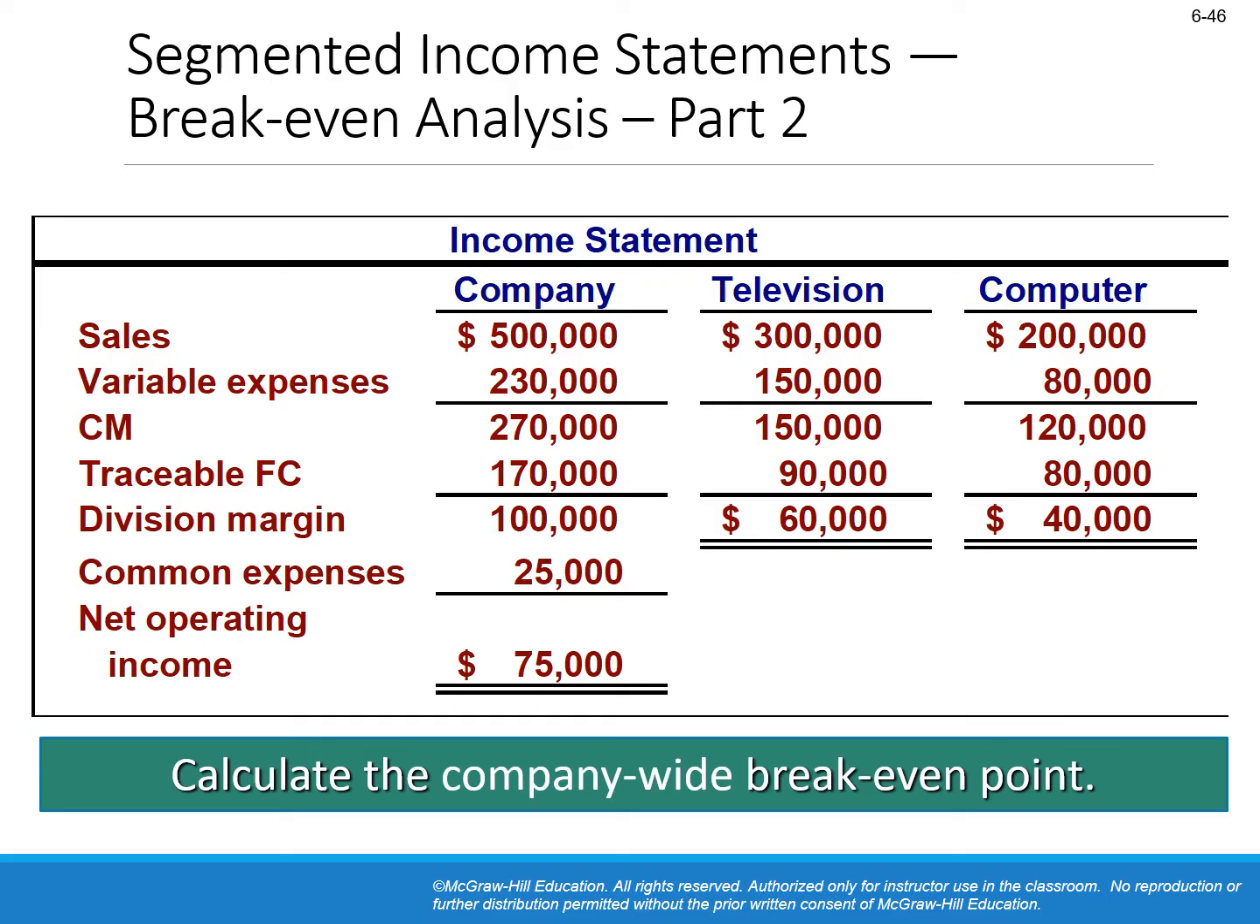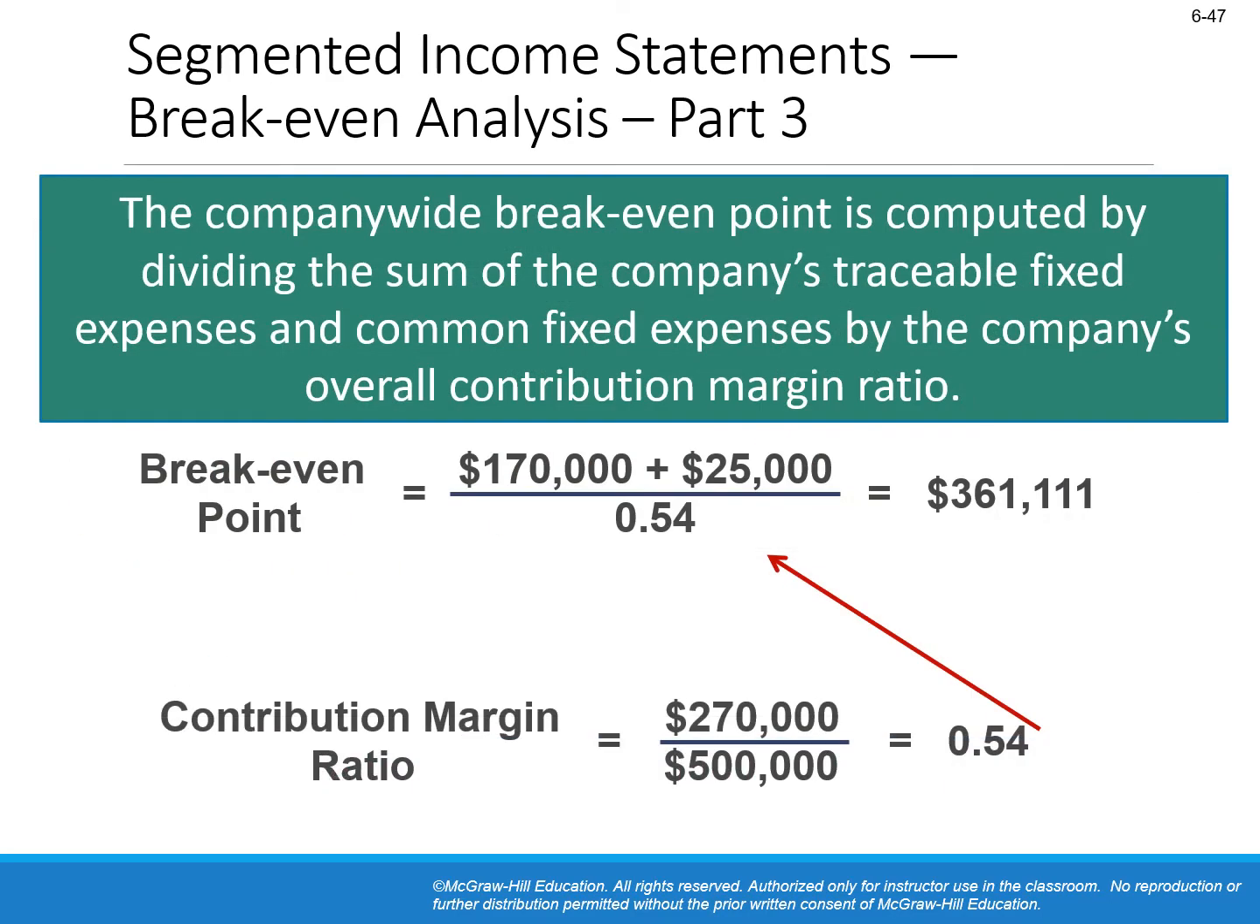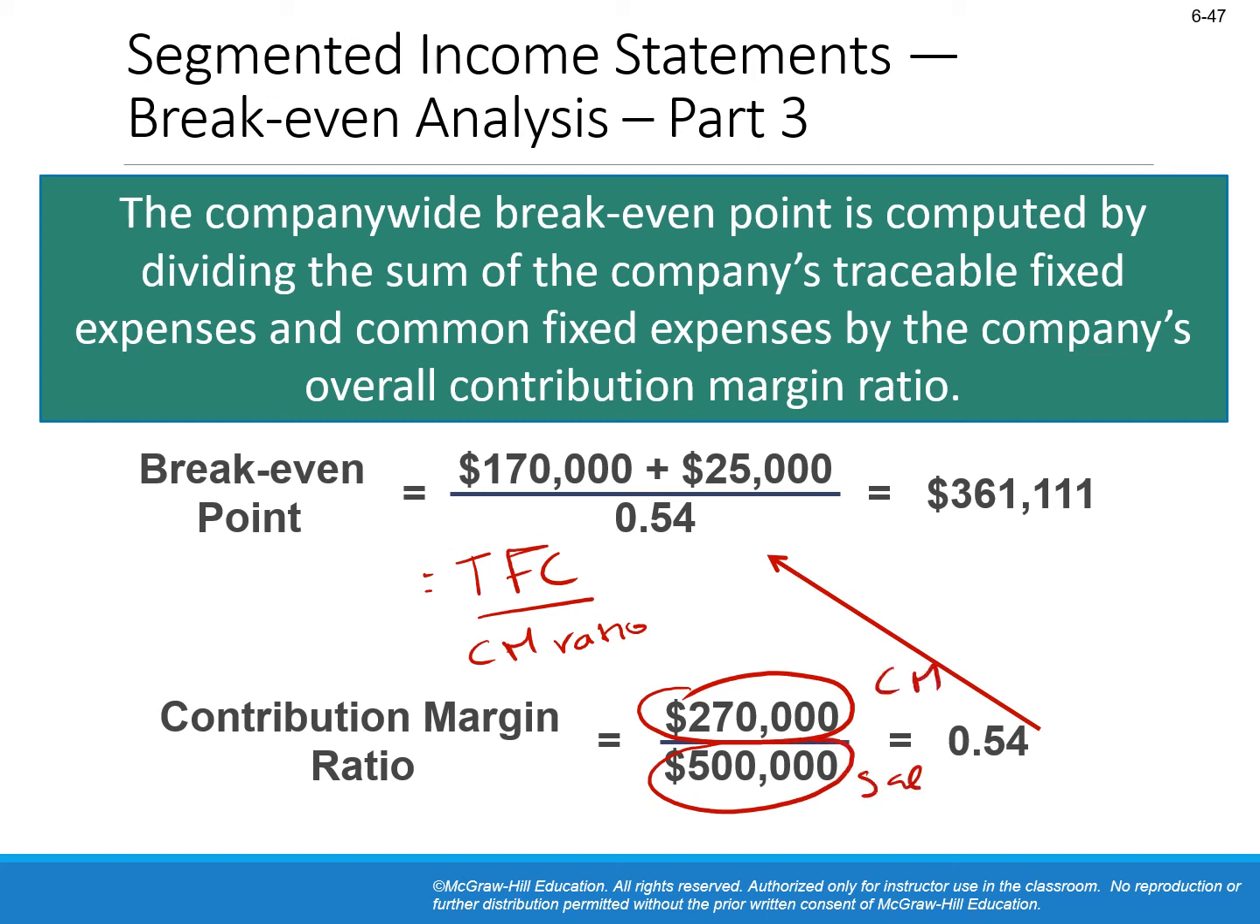Okay, so the company's break-even point, they are calculating it in terms of sales dollars, so it will be equal to the total fixed cost divided by the CM ratio. CM ratio is equal to CM divided by sales, so this is CM and these are sales, and therefore the total fixed cost now is equal to the common and the traceable. When you want to calculate how much do I need to sell in order to get a profit of 0.